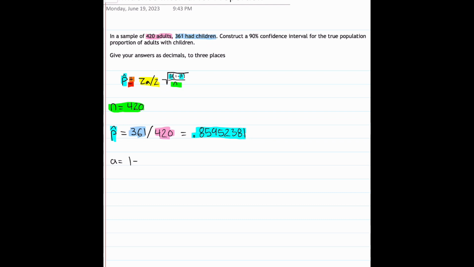The next thing we have to do is find our alpha. We'll do that the same way as we did for the mean, where we do 1 minus 0.9, and that's going to give us 0.1. And then for the z of alpha, we're going to have to divide that by 2, and that gives us 0.05.